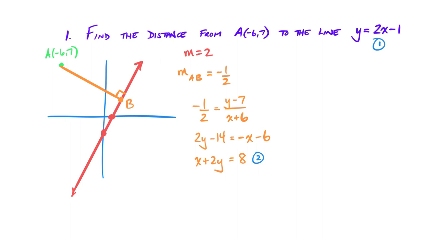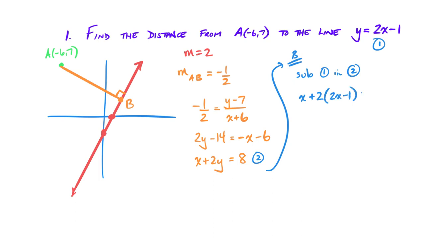So to find point B, and I'm just going to come up here to the right, I need to solve my system. I can use substitution right away. Because equation 1 was given with y isolated, I could now sub 1 into 2. So I'm going to take equation 2. Wherever I see my y, I know I can replace it with what it's equal to. I can now solve that equation.